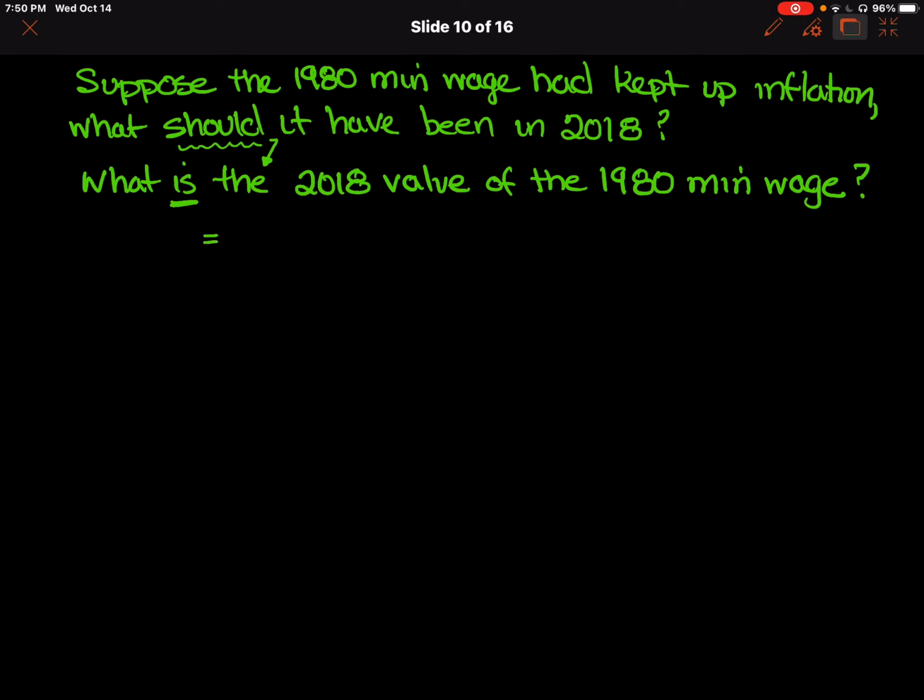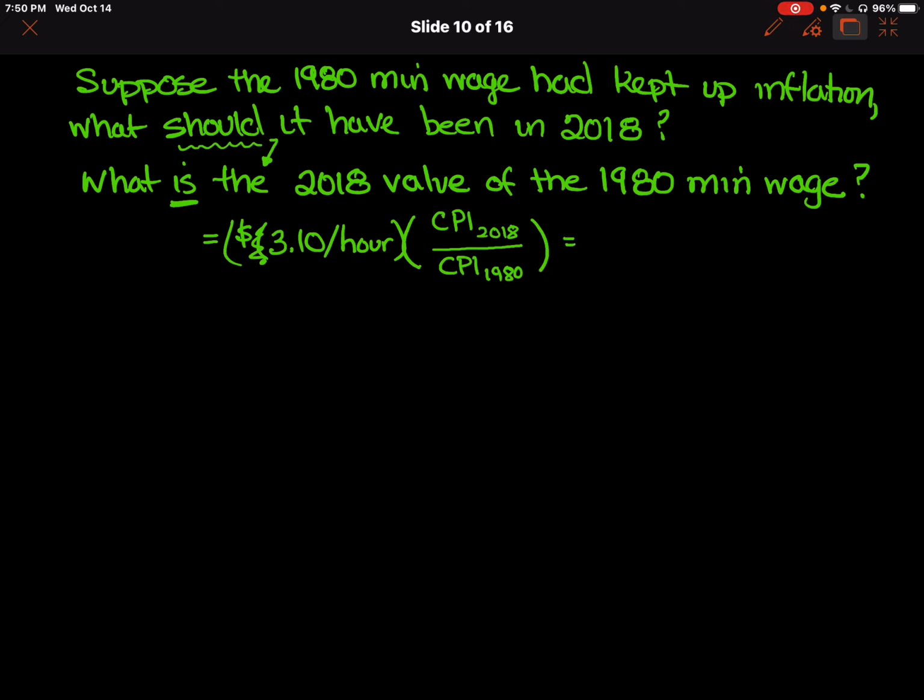Well, again, what we would be doing is taking the minimum wage in 1980, $3.10 per hour, and we would use the ratio of the two average price levels. So we would use the CPI in 2018, divided by 100 if you want, and the CPI in 1980.